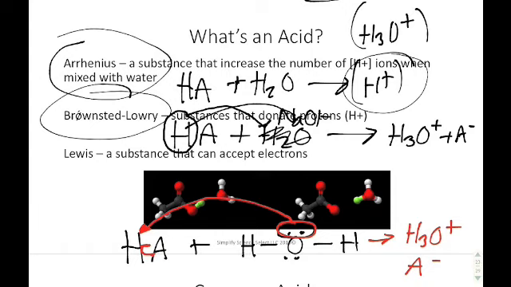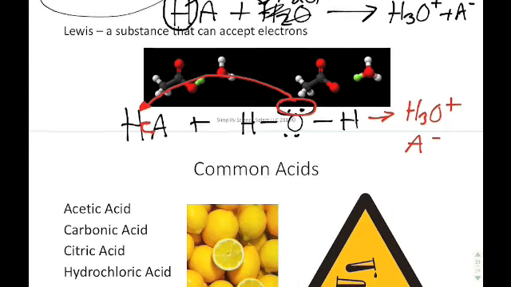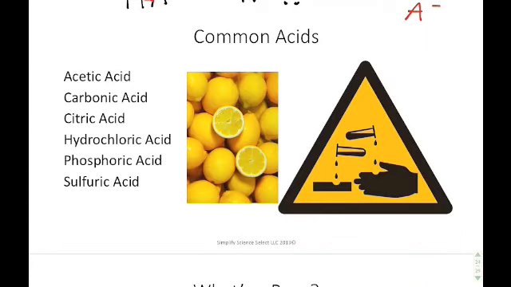And we will move on from there to look at some common acids. Common acids are acetic acid, carbonic acid, citric acid, hydrochloric acid, phosphoric acid, and sulfuric acid. Acetic acid is more commonly known as vinegar. Carbonic acid is generally what you get when you breathe in and have carbon dioxide in your blood. It forms carbonic acid. Citric acid is what you see in fruits.